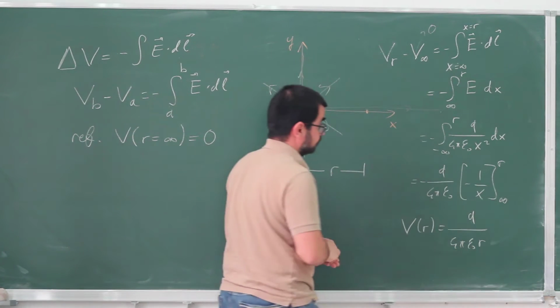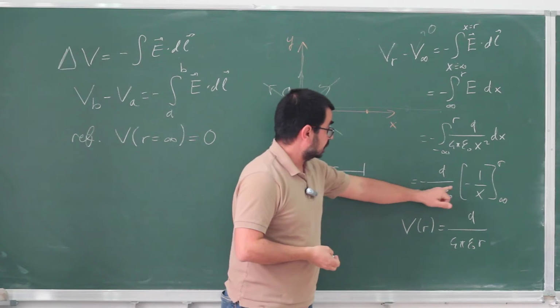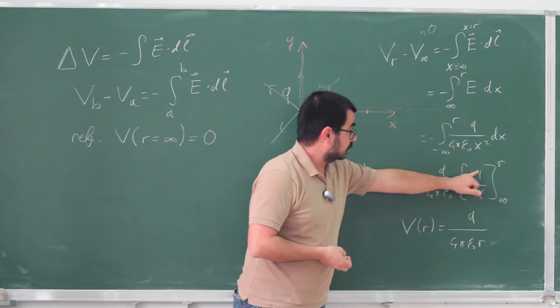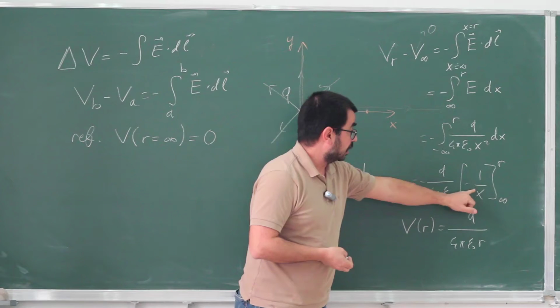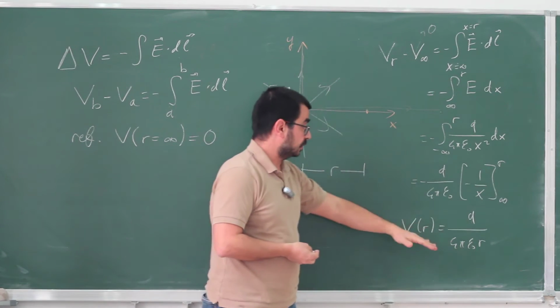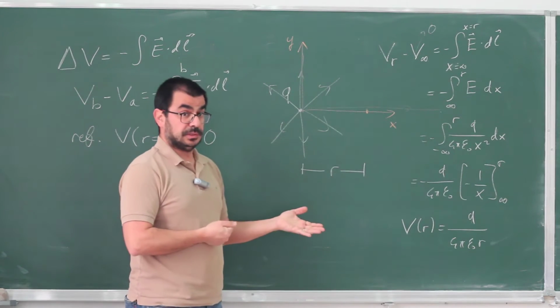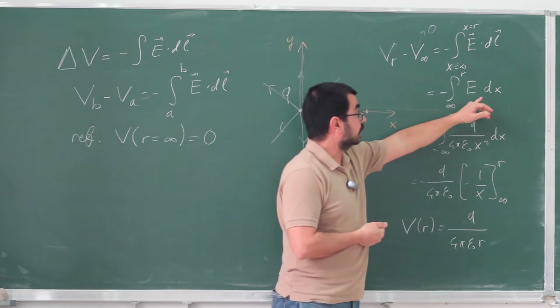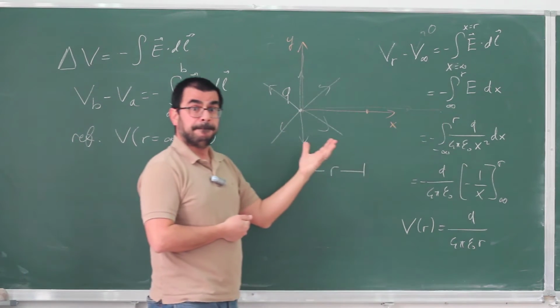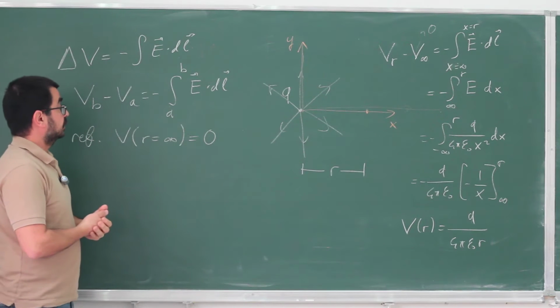Right? So this minus cancels this minus, and this is going to be 1 over r minus 1 over infinity. 1 over infinity is 0, so you just get this expression, which is the correct expression. Right? So we did not pick up a negative sign while doing this. Why not? So this is what I want to address here.